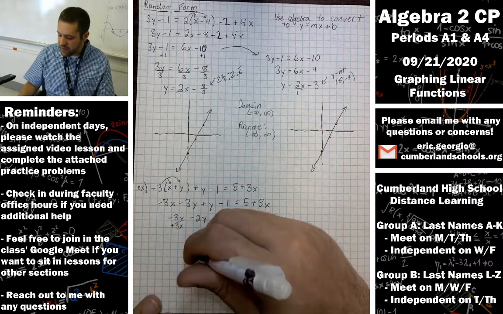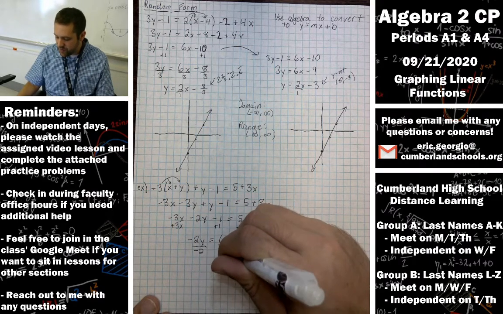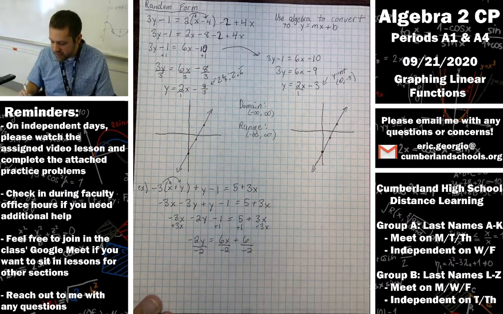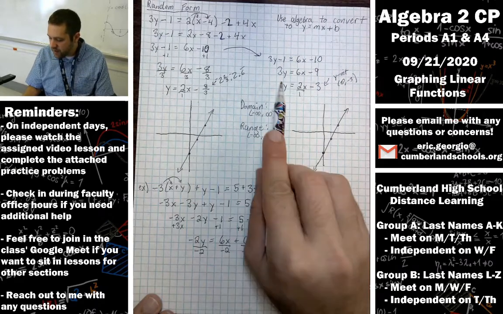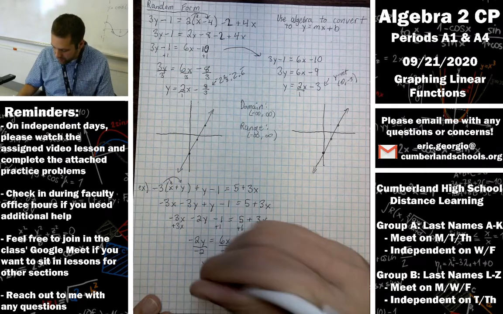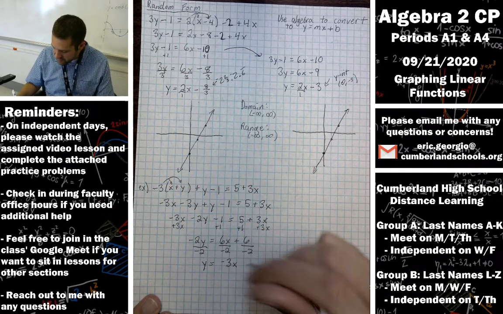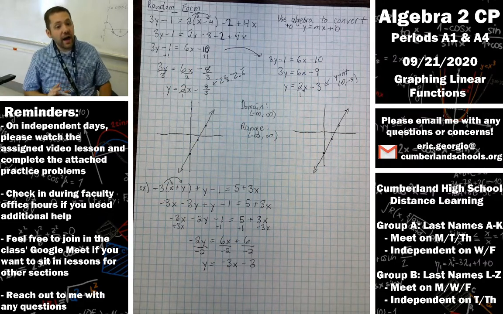Last but not least, I'm going to get y by itself by dividing both sides by -2. And remember, I have to divide every term by -2 when I do that. Just like I did up here, I divided everything by 3. Here, you divide everything by 3. You get y equals -3x minus 3. Okay? Now we're in our happy place.